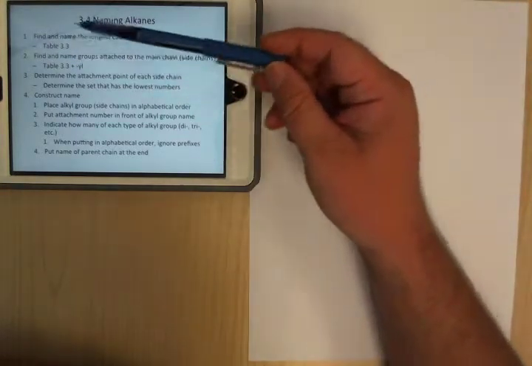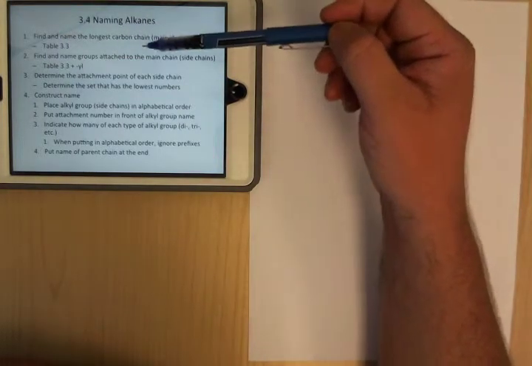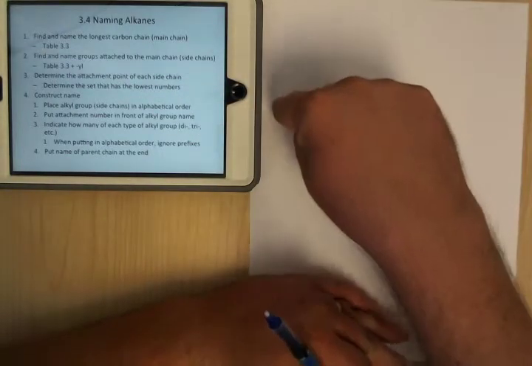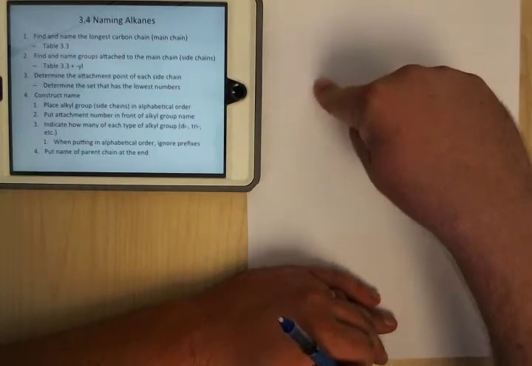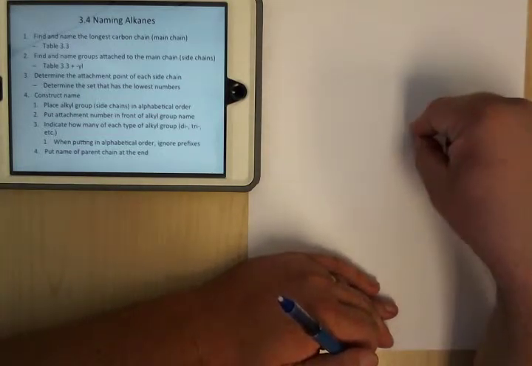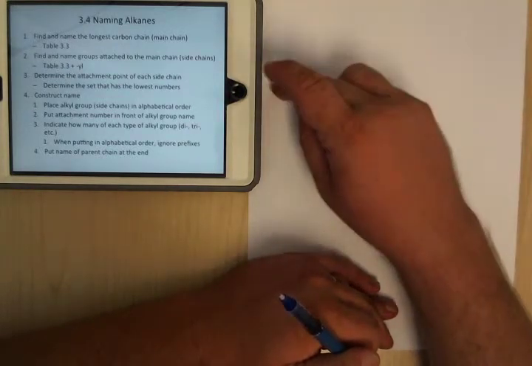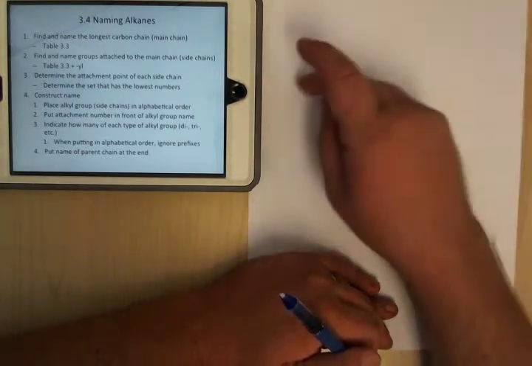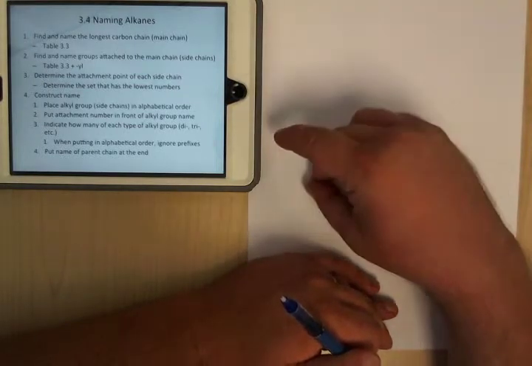The first thing to do is always find what's called the main chain. In this case, it's the longest continuous carbon chain. You can't back up, you can't skip. You have to be able to put your finger on one side and count straight through. It has to be a continuous chain. Once you find the longest continuous chain, I usually circle it, and you name it using methane, ethane, propane, whatever. Now we've named all of those carbons, and we're just interested in the other carbons.